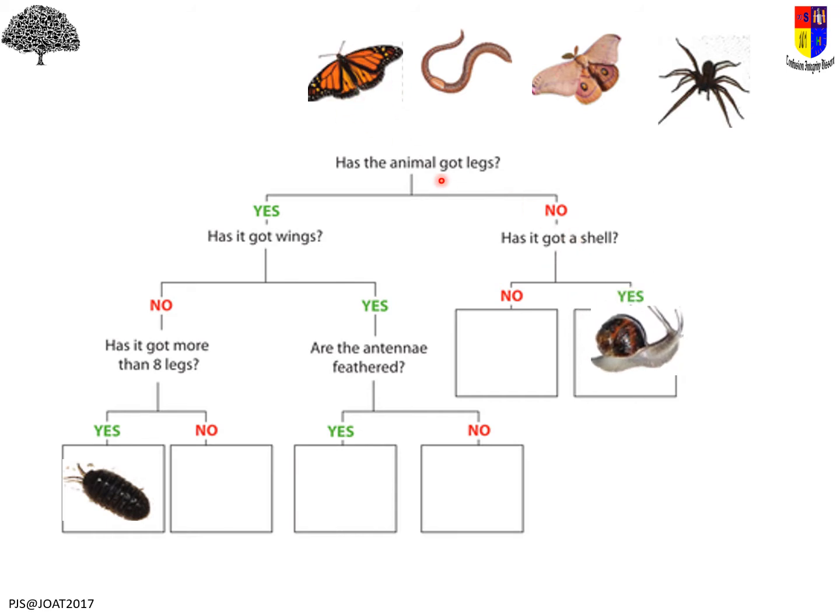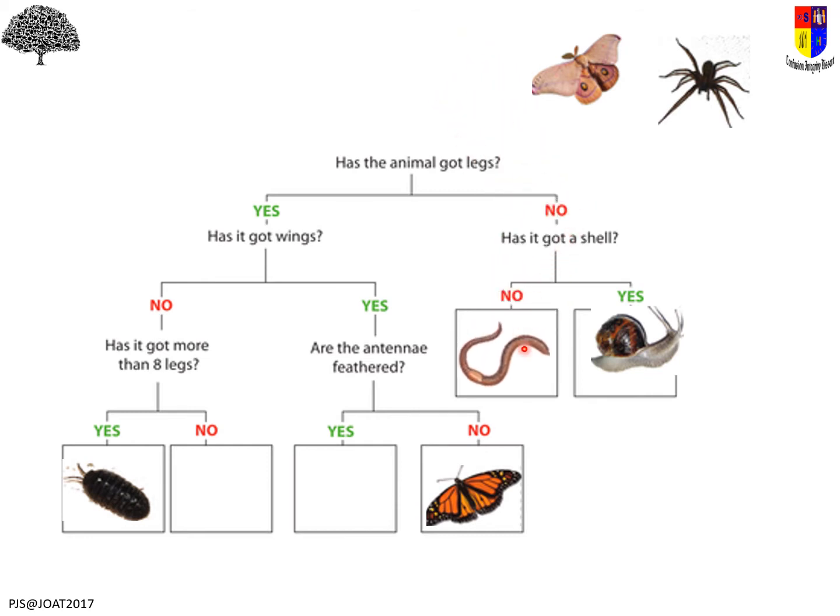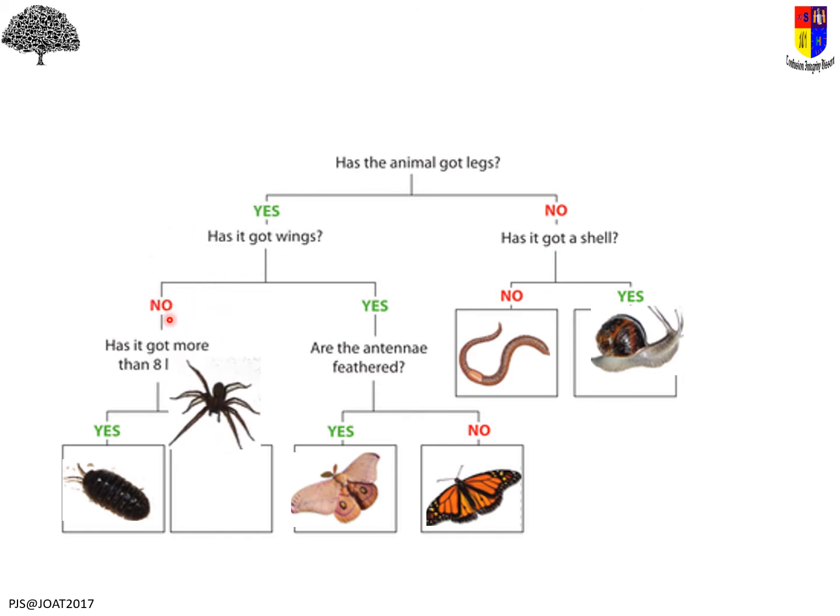We're looking at the butterfly here. Got legs? Yes. Got wings? Yes. Feathered antenna? No. Pop it in here. No legs, no shell. Got wings, feathered antenna, and that's the moth in. And lastly, got legs, not got wings, 8 legs. And that's fine, but you've got 6 animals in here and it's already taking up quite a lot of space. You can imagine if you had 8 or 9 animals, you're going to have to keep on going along here, and really quickly it starts getting out of control.